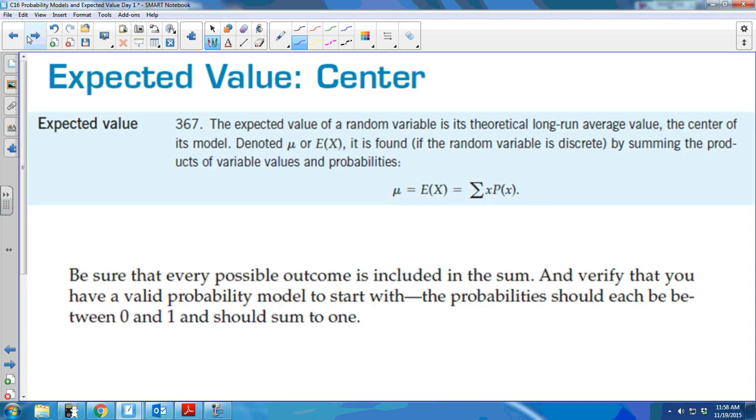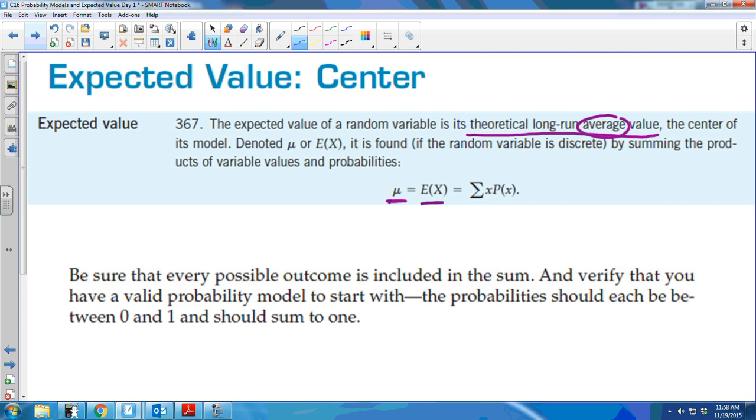Expected value is the theoretical long-run average value. So it's just an average. All right? It's the center of the model. So because it's the center, we denote it with a mu for mean. It's the mean of the model, the average. We also write E of X because that's expected value. E is expected value, and it's found by adding together all the products of the variable values and their probabilities.